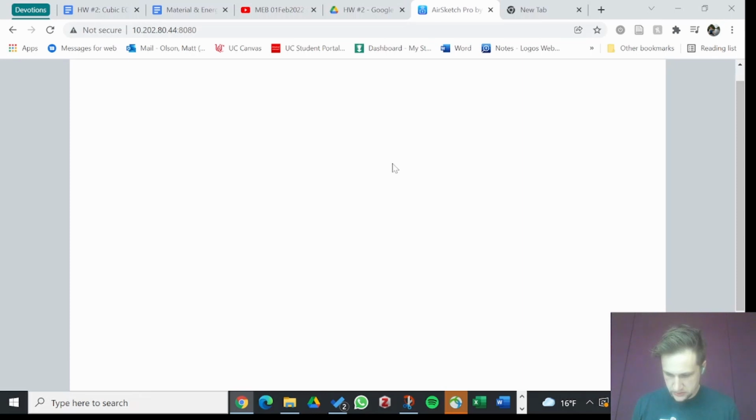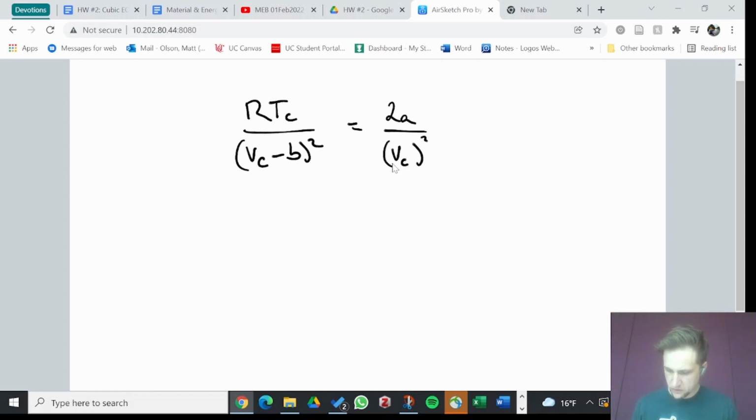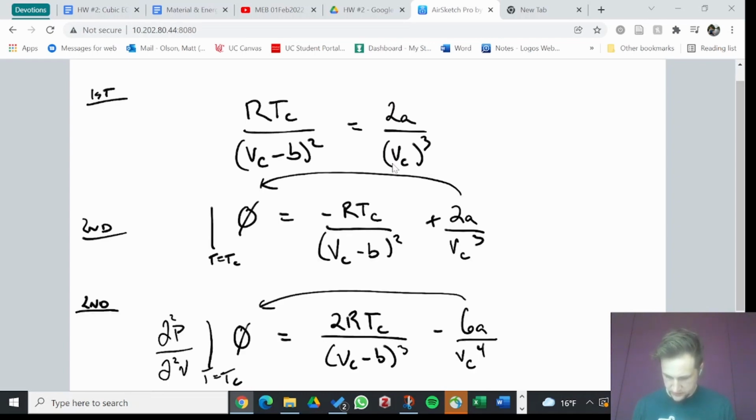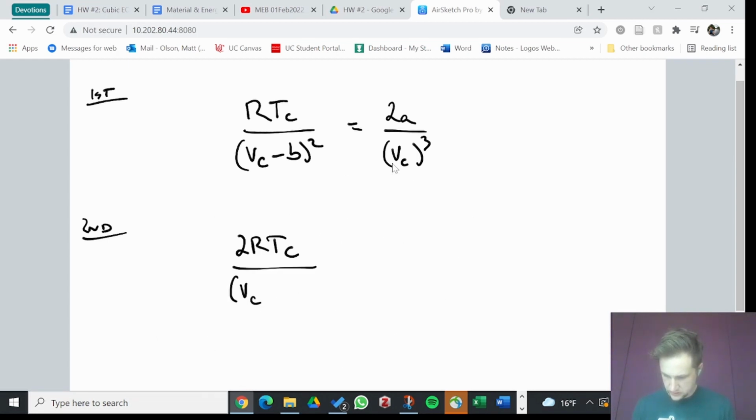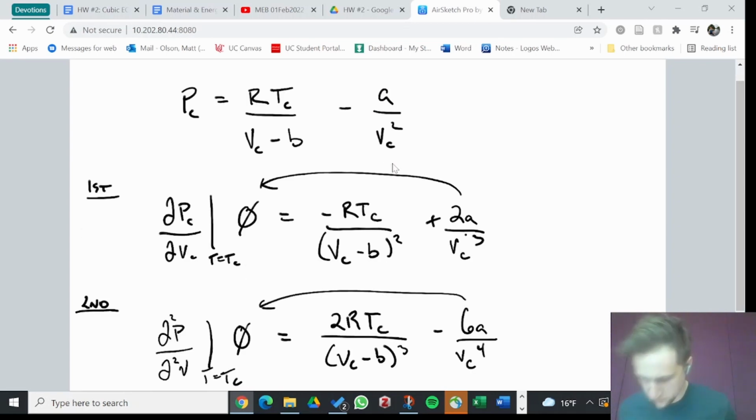That was R times TC over C minus B. What would that be equaling? So we had minus 2A, so positive 2A, bringing it to the other side, cubed. And so that's our first derivative. Second derivative, we had 2 times RTC over C minus B cubed, positive 6A over VC to the fourth.